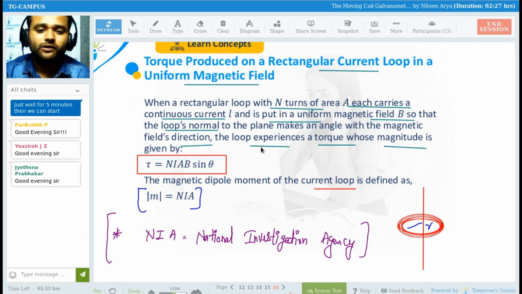So the magnetic moment, or you can say the magnetic dipole moment of a current loop having n number of turns, you can remember as NIA. But this is not related to that.